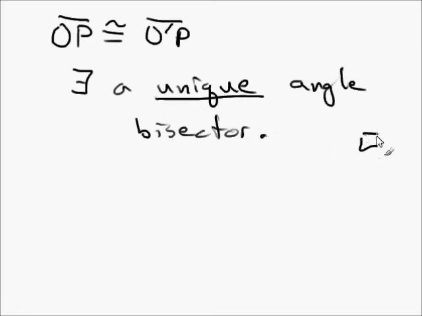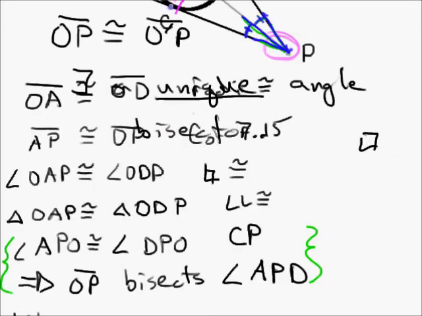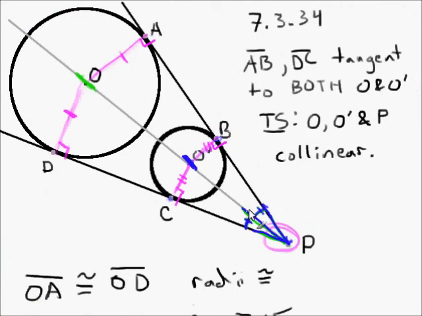And we're done. Because it's a unique angle bisector. There's not two of them. If I draw an angle, there's only one line that can pass through this angle such that it splits it into two congruent angles.